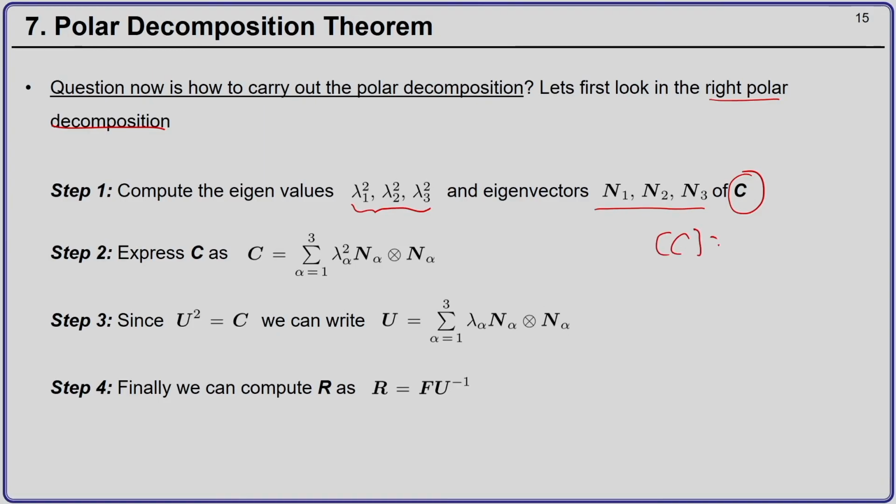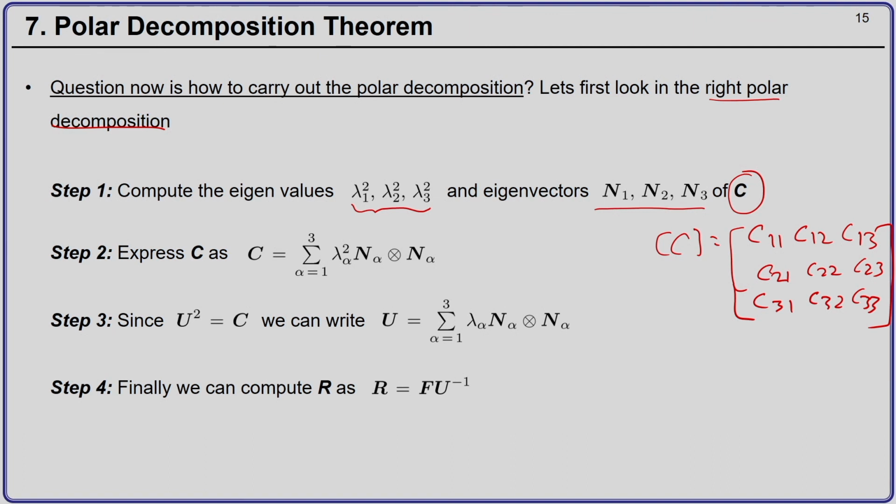So, that is done by writing C in matrix notation. So, C is C11, C12, C13, C21, C22, C23, C31, C32, C33. Once you have this 3 by 3 matrix, you can solve for the eigenvalues and eigenvectors of this matrix, which is nothing but the right Cauchy-Green tensor.